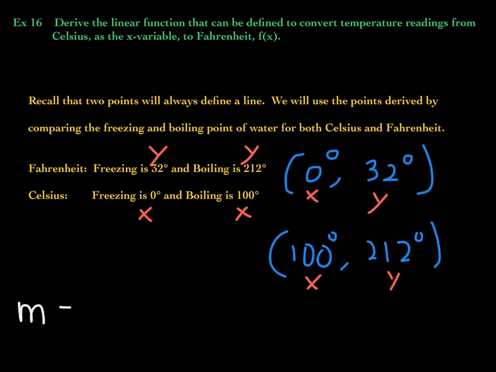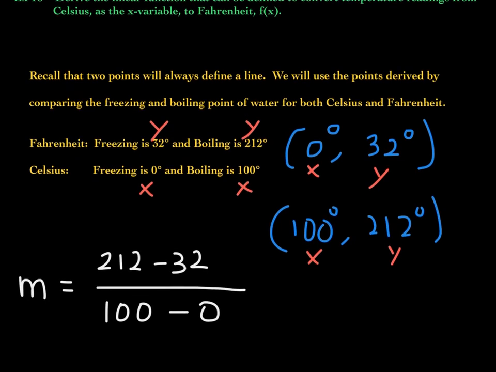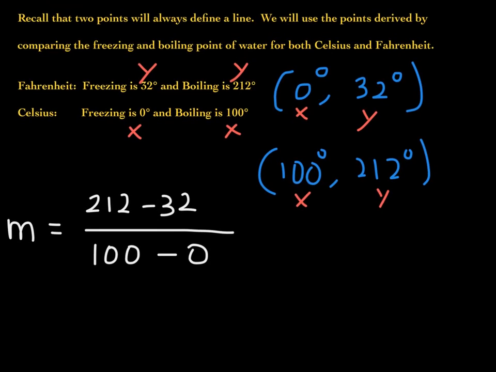right? All we have to do is subtract the y coordinates, so 212 minus 32, and then subtract the x coordinates, 100 minus 0. So let me move up a little bit. So then your slope for this linear function would be, let's see, 212 minus 32 is positive 180 over 100.